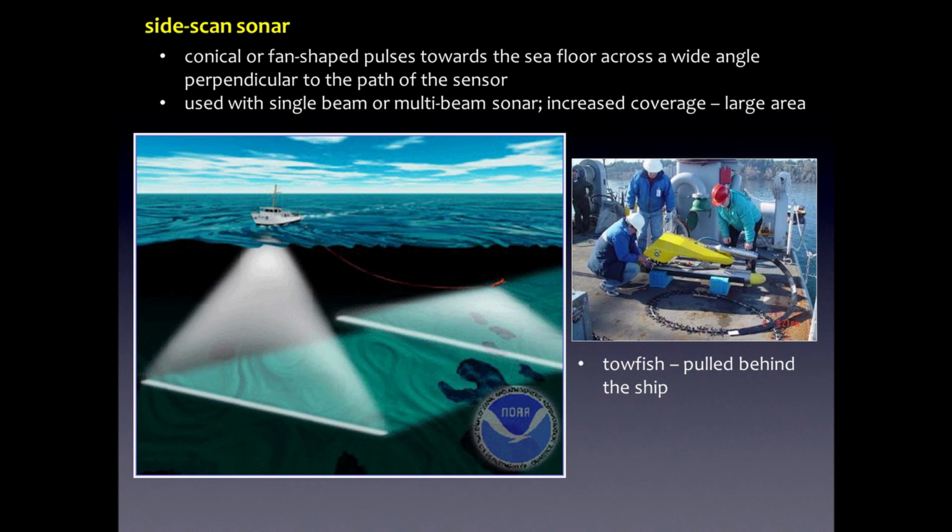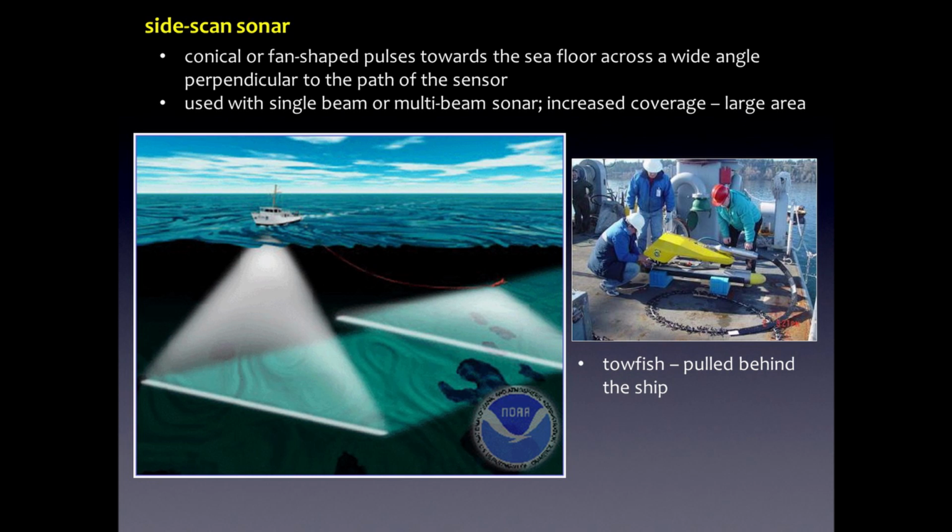So this led to the development of the side scan sonar. In this case, instead of the sound pulse being generated directly at the ship, it's being generated by something called a towfish, which is this piece of instrumentation that's pulled behind the ship. What happens is the pulses get sent towards the sea floor. They're sent to cover a wide angle, a wide area, and they're sent down perpendicular to the path of the sensor. So the ship's moving in one direction, pulling that towfish in one direction, and the pulses are going to be sent down perpendicular to that.